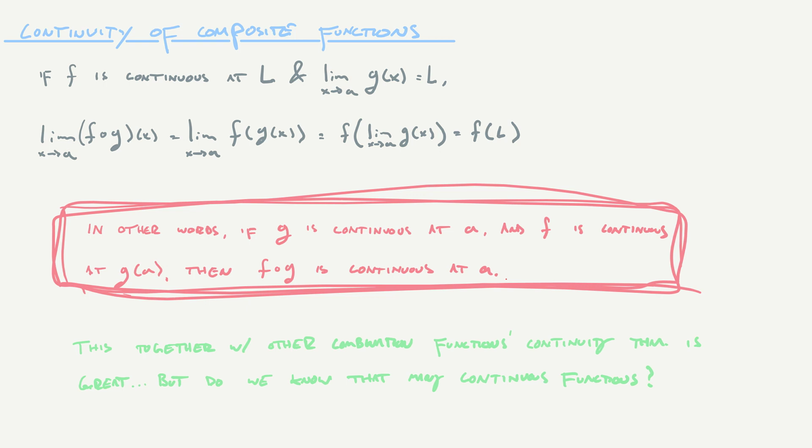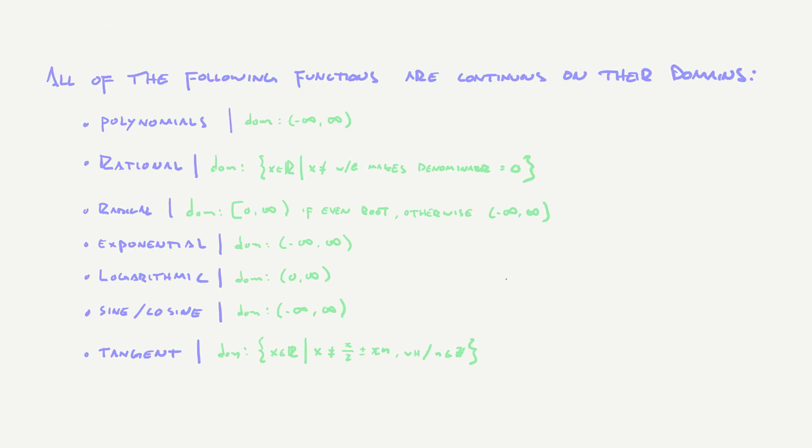It's objectively awesome. But do we even know that many continuous functions? As it turns out, yes. In fact, literally every function that you've talked about prior to this class is continuous. There's a catch. It's continuous on its domain. So you can't just pick an interval and say all of these things are continuous on it. Radical functions, for example, are not defined to the left of the x-axis. But these are all functions that you've seen before.